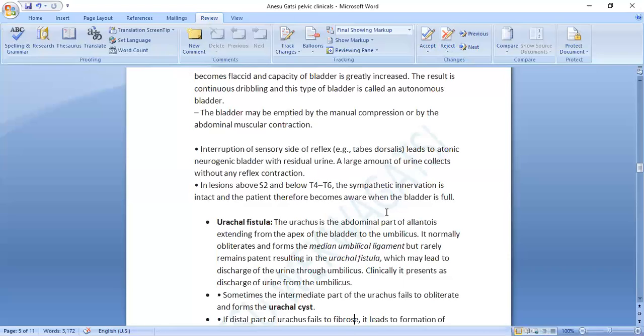So normally it's supposed to degenerate and form the median umbilical ligament, while the umbilical arteries degenerate to form the medial umbilical ligaments. Then the lateral umbilical folds are used to help in determining whether a hernia is a direct hernia or an indirect hernia. So you may use that, or you may then use the deep inguinal ring.